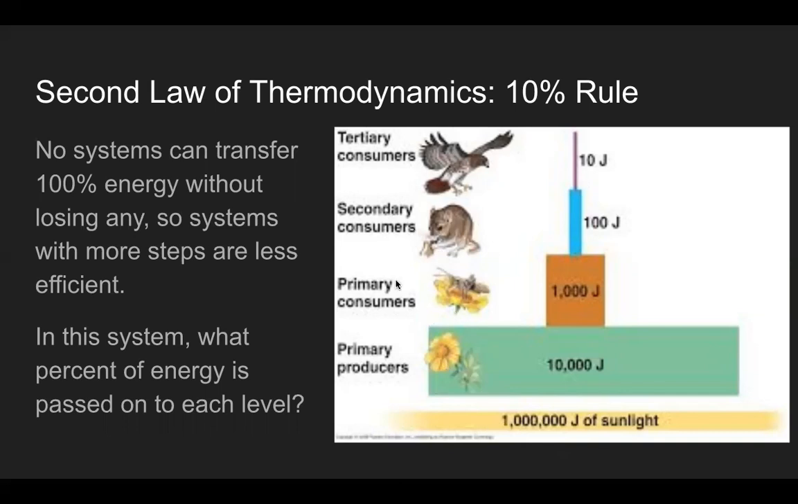But basically, this is how you should think about the second law of thermodynamics in ecology, right? We're losing energy at each trophic level, and then we're not going to be 100% efficient.